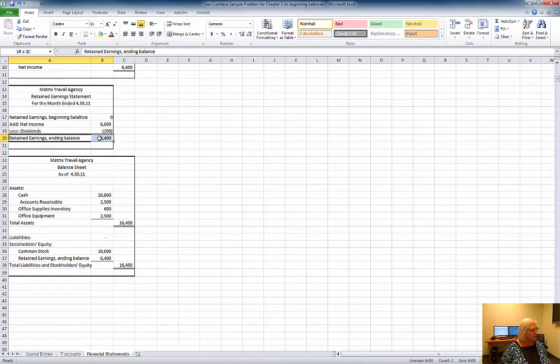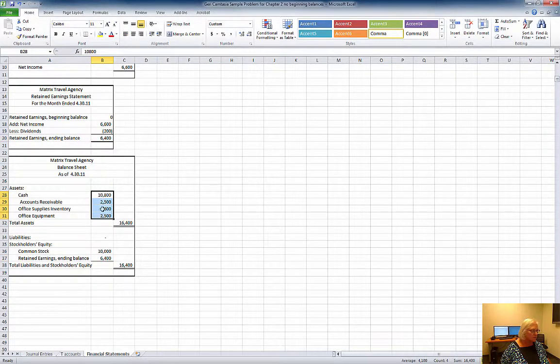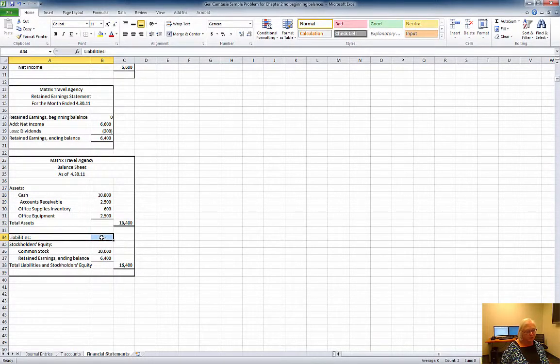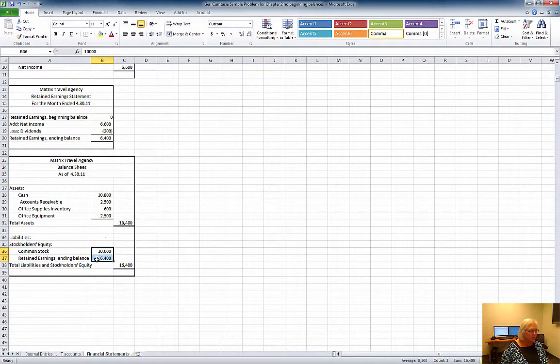Okay, the ending balance of retained earnings will flow forward to be the ending balance of retained earnings on your balance sheet. So add up your assets to get total assets of $16,400. The liabilities are non-existent because we paid off our advertising liability we had. We have common stock and equity that are added together to get the $16,400. And our total assets equal total liabilities and equity. Everything balances. We're in good shape. Dollar signs: 10,800, 16,400, 10,000, 16,400.